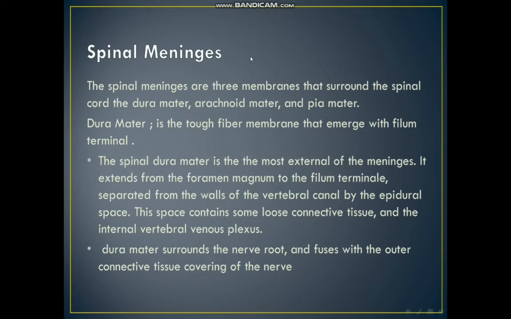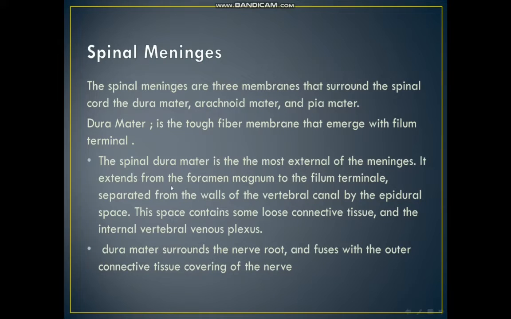Spinal meninges. There are three membranes that surround the spinal cord and also surround the brain: the dura mater, arachnoid mater, and pia mater. The dura mater is a tough fibrous membrane that ends with the filum terminale. The spinal dura mater is the most external of the meninges.